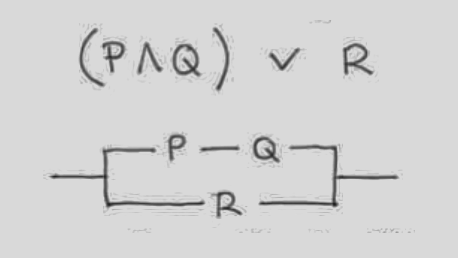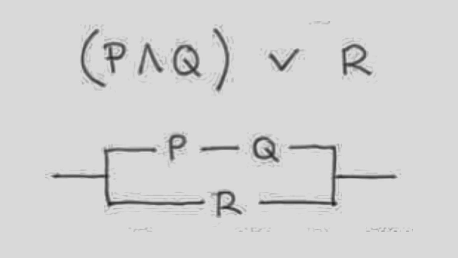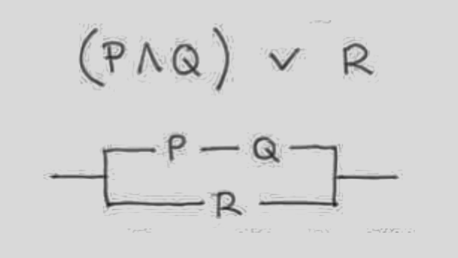Here is an example of a logical statement and its associated switching network. As you can see in the example, logic can even be used to simplify electrical networks. You recall that equivalent statements in logic arrive at exactly the same results. That is, equivalent logic statements result in exactly the same truth table results.